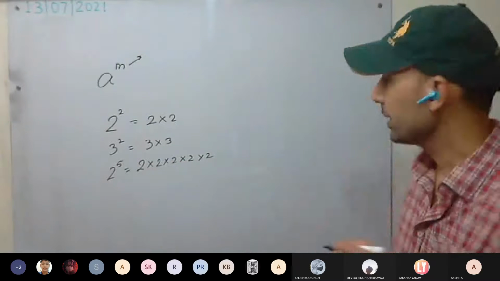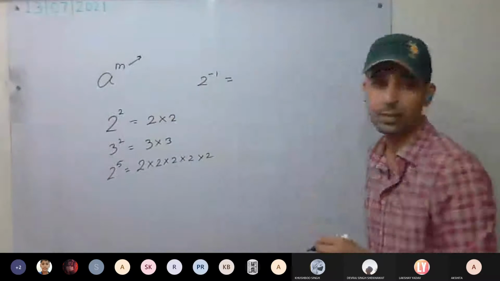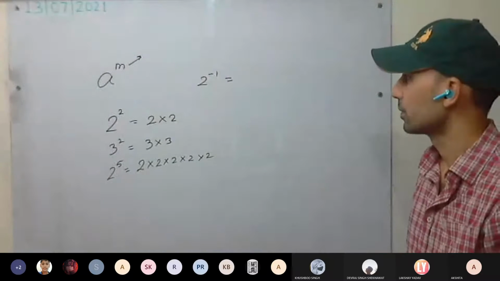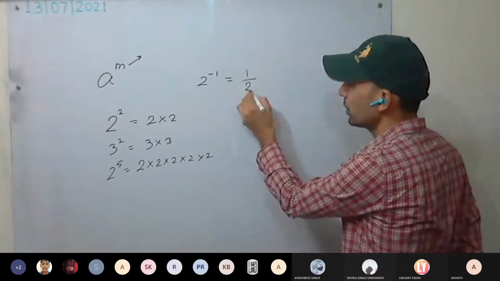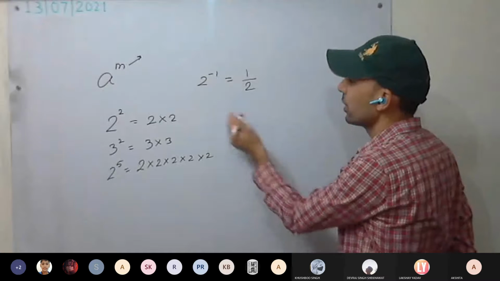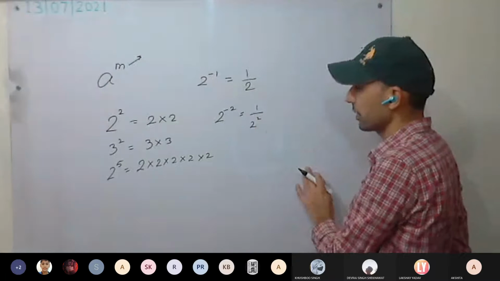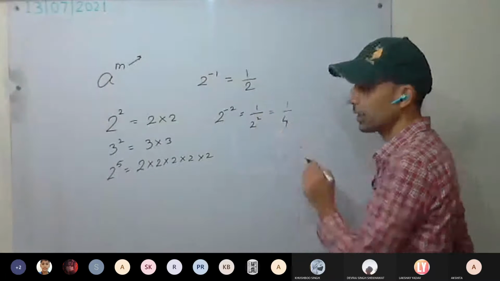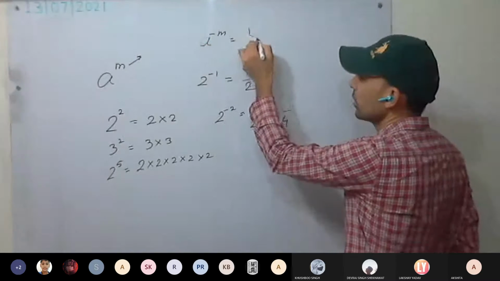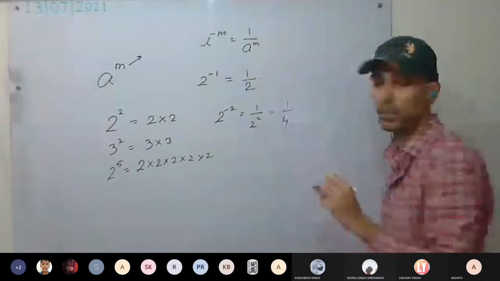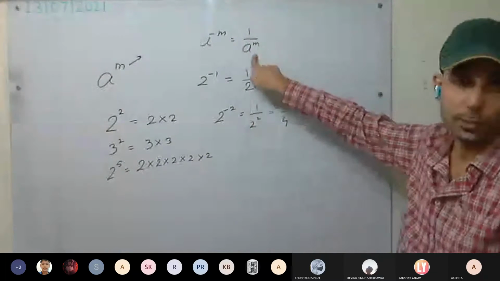If I say 2 raised to power minus 1, what does it mean? 1 by 2, yes or no? 2 raised to power minus 2 is 1 by 2 square, and it is 1 by 4. Understood this one? So a raised to power minus m is 1 upon a raised to power m. You all have understood this? a raised to power minus m equals 1 upon a raised to power m.